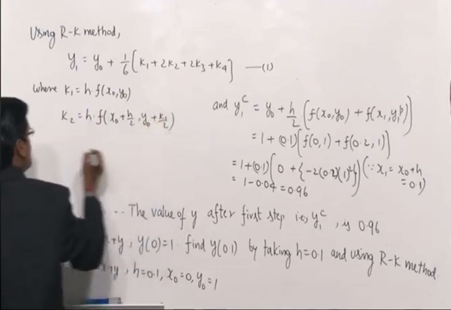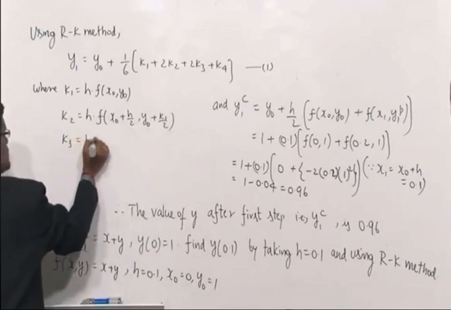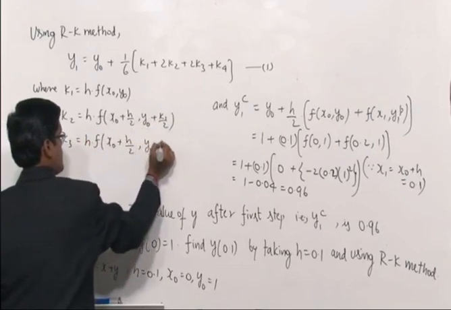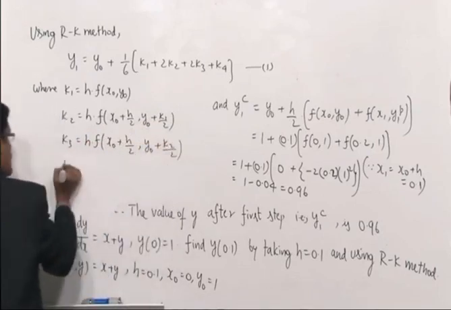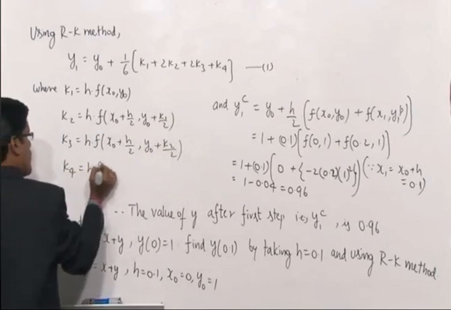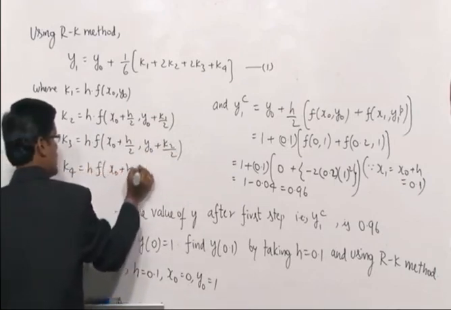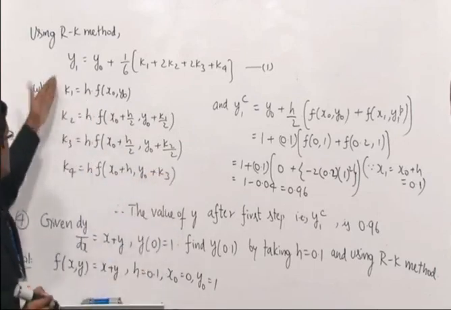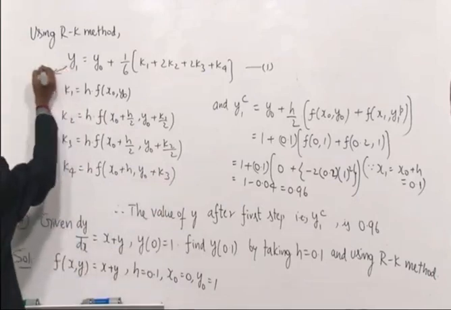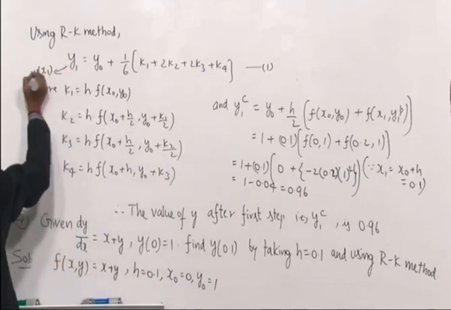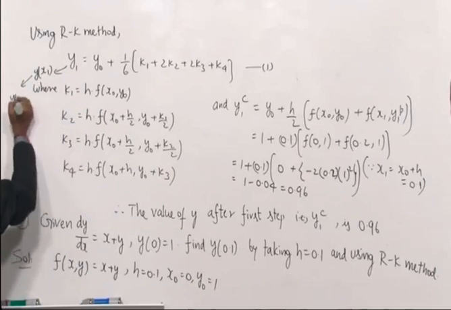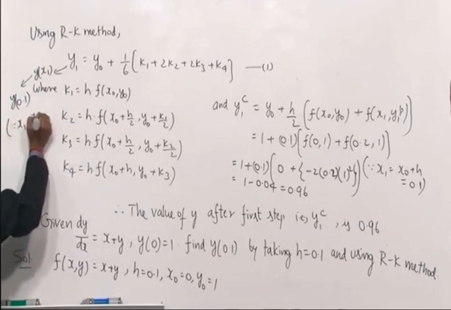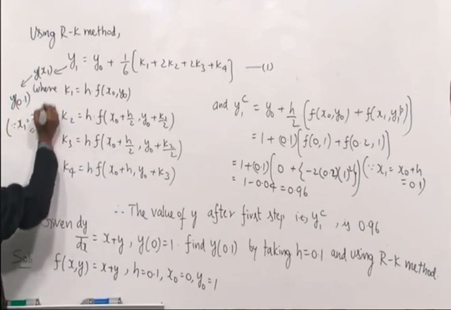Sorry, this is 0. k3 is equal to h times... k4 is equal to h times f of x naught plus h, comma y naught plus k. Don't worry this formula, just I have taken directly i is equal to 0 because we need only y1. Here y1 is nothing but y of x1. Your y of x1 is x naught plus h value already 0.1. Since x1 is equal to x naught plus h, that is 0.1.